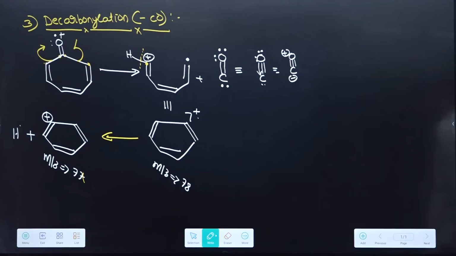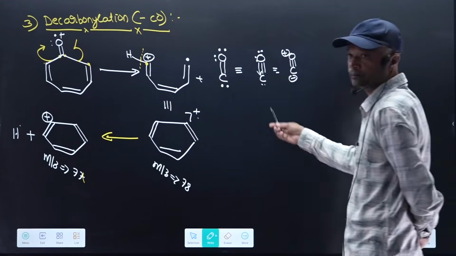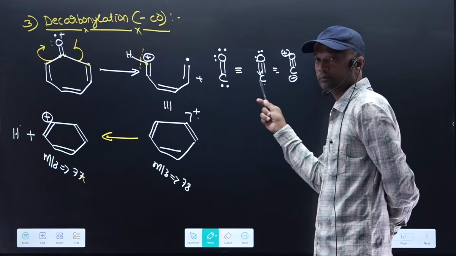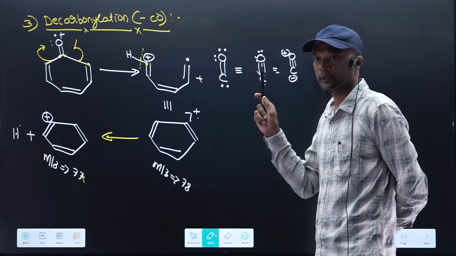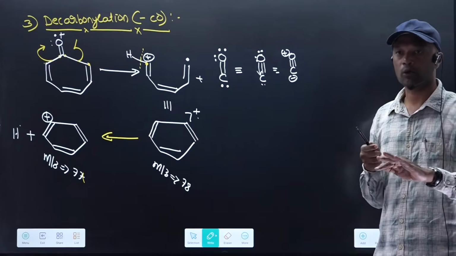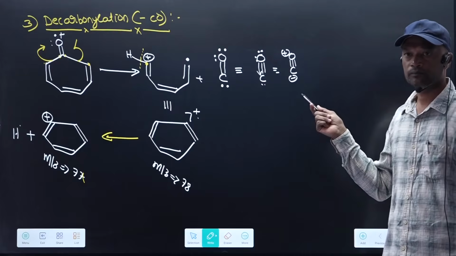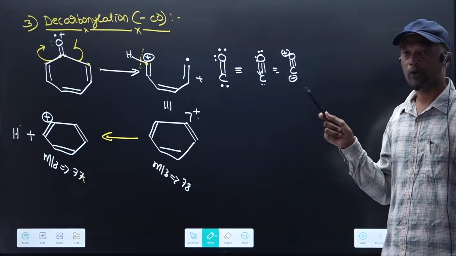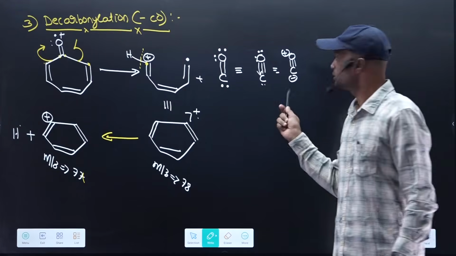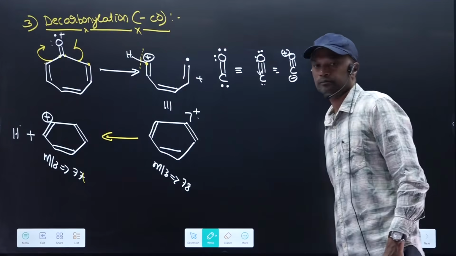So whenever you are removing CO, try to remember these structures. It can also be helpful for the borane mechanism. Organometallic compounds, boranes will be there. In boranes, we convert an organic compound into alcohol by using this method only. A trialkyl borane reacts with carbon monoxide in the presence of peroxide in basic medium, and we convert it into alcohol. So this is one of the techniques to remember.